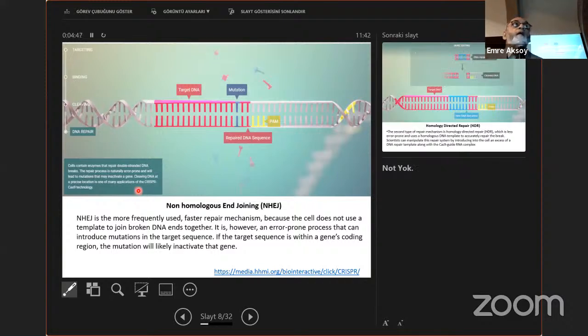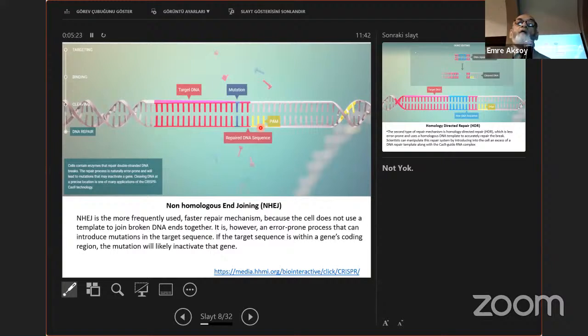Then the next step is repair. Repair covers two pathways. First is non-homologous end joining, the other is homology-directed repair. Non-homologous end joining is the more frequently used, faster repair mechanism because the cell does not use a template to join the broken DNA ends. However, it is an error-prone process that can introduce mutations in the target sequences.